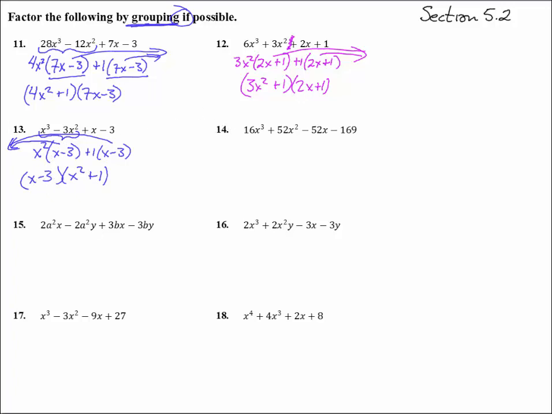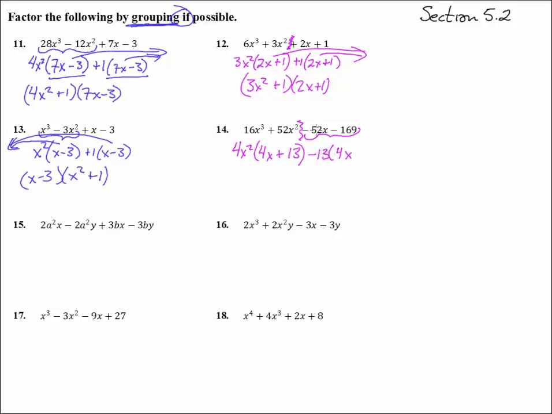Number 14. What can we pull out of a 16 and a 52? A 2 can certainly come out of them, but I think a 4 will come out as well. So 4x squared, and we're left with 4x plus, now 52 divided by 4, that's 13. What comes out of a 52 and a 169? Here's a hint, we want it to look like a 4x plus a 13 when we get done to make sure grouping works. So if we're going to pull something out of these two, and we want it to be a 4x here, it looks like we're going to have to pull out a negative. 52 was 4 times 13, so a negative 13 there.